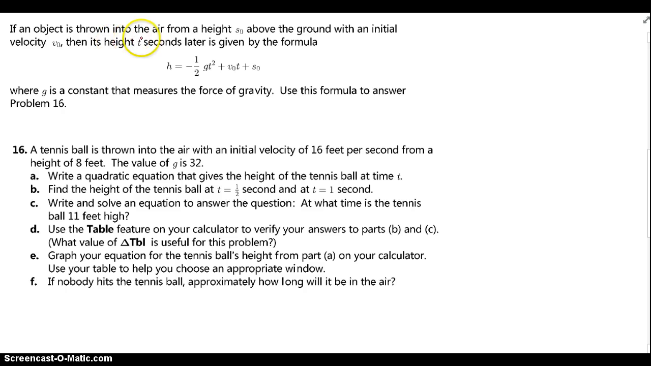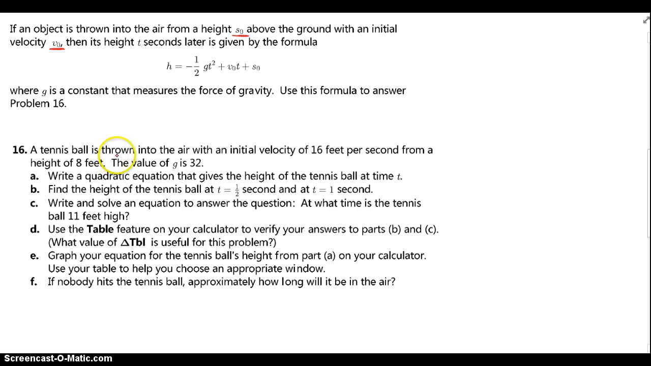Okay, an object is thrown into the air from a height of s0, is how it's pronounced, above the ground with an initial velocity of v0, that's how you pronounce that. Then its height t seconds later is given by this formula. So they gave us a formula, but they don't tell us exactly what these things are yet. It says where g is the constant that measures the force of gravity, use this formula to answer problem 16.